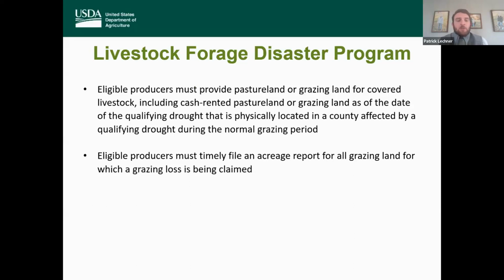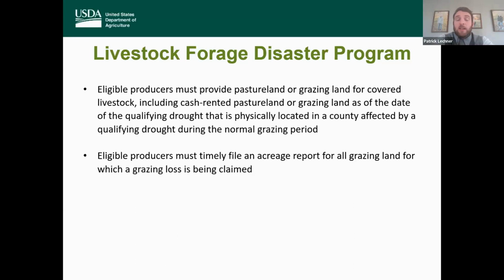Continuing on with eligibility, producers must provide pasture land or grazing land for covered livestock, including owned and leased land. But the most significant part of that is they must have risk in that grazing land. And then the second criteria is that producers are required to file an acreage report on the grazing lands for which grazing losses are being claimed.